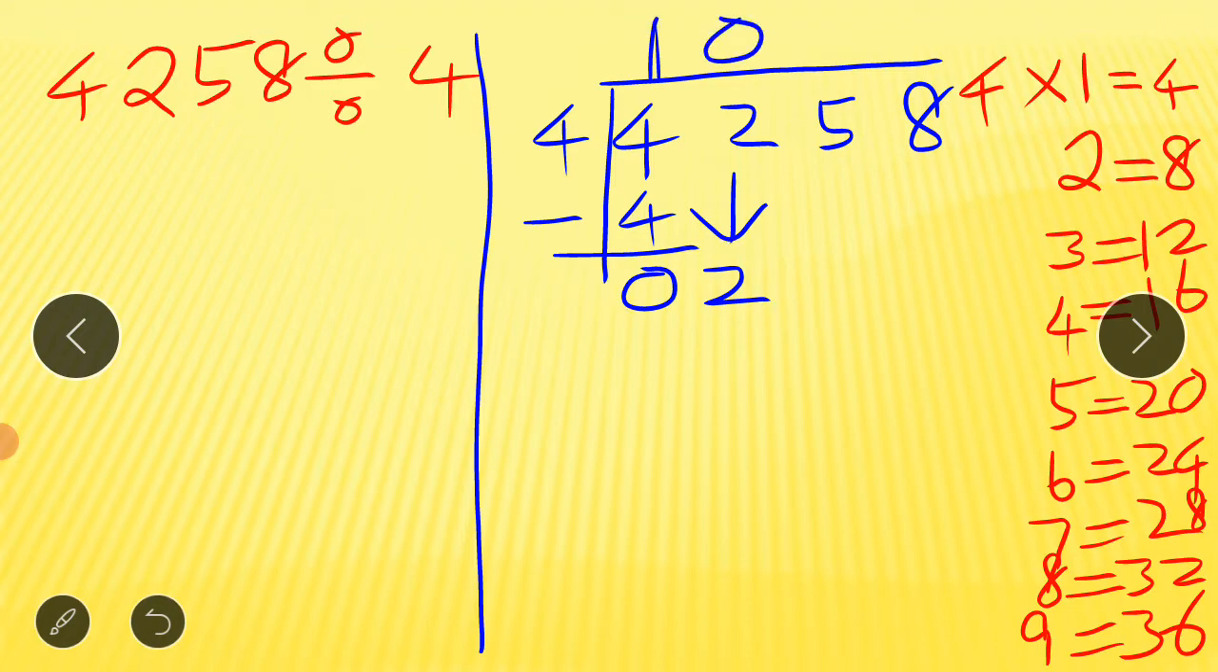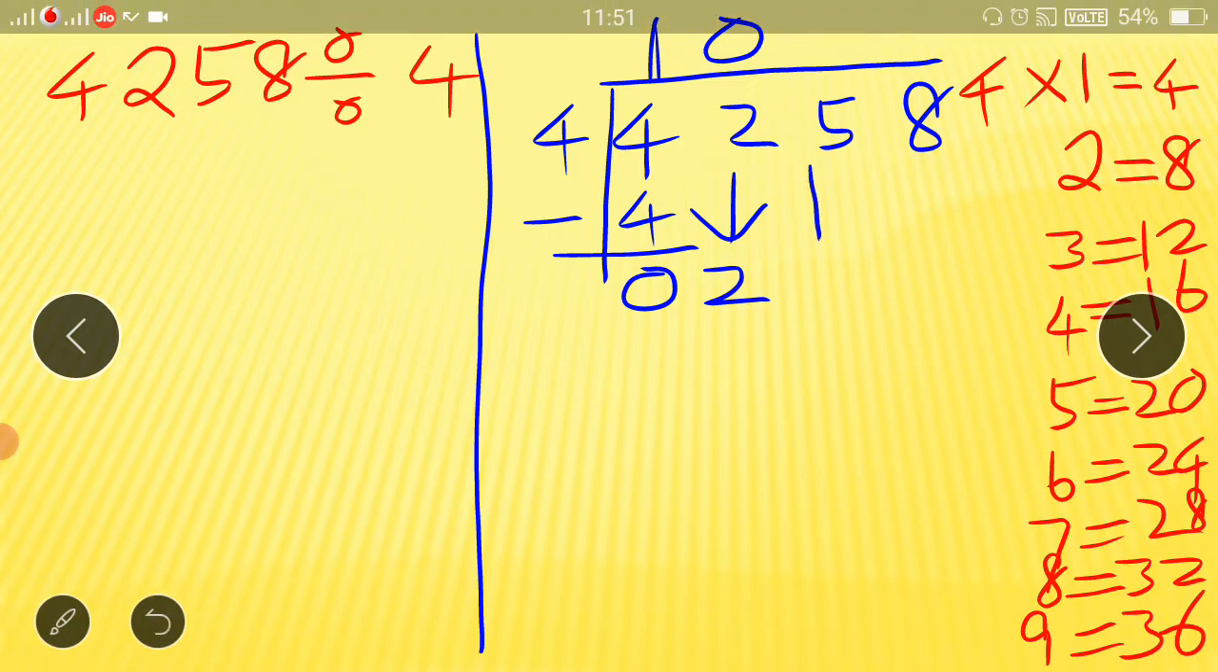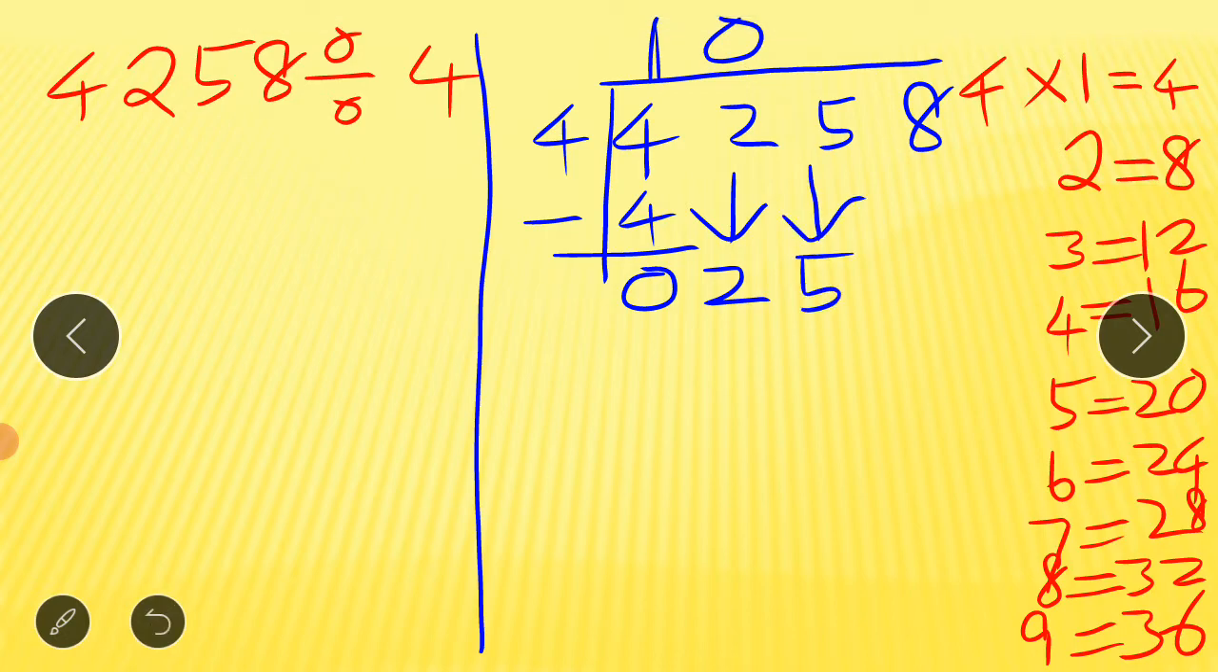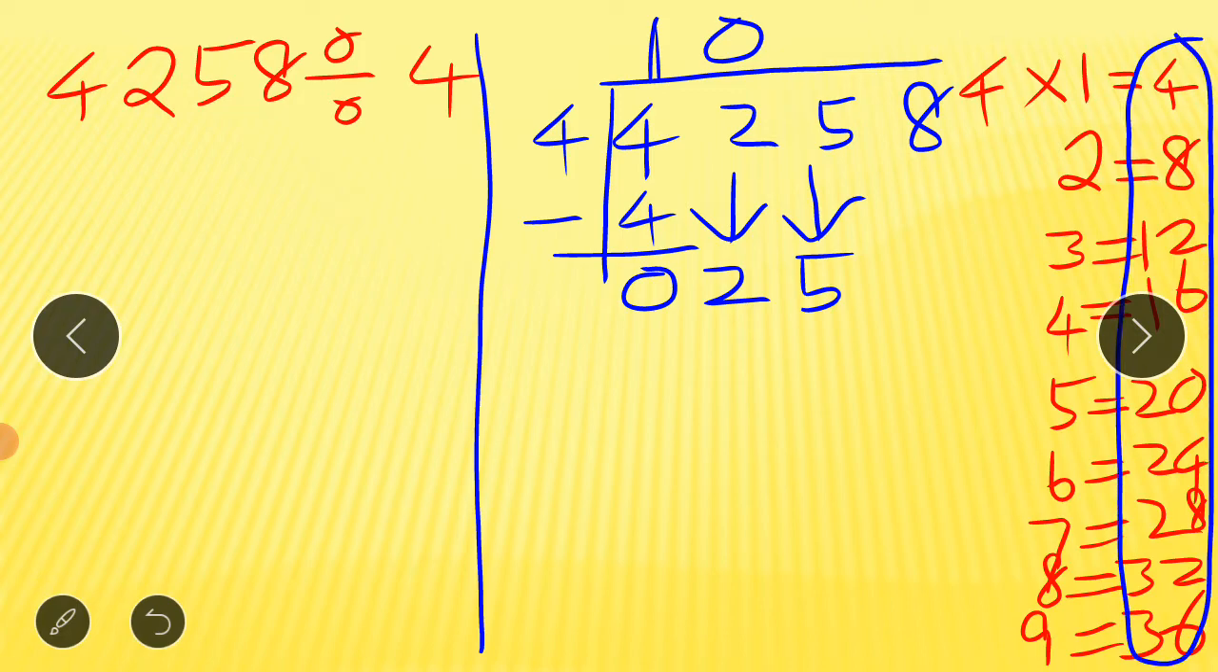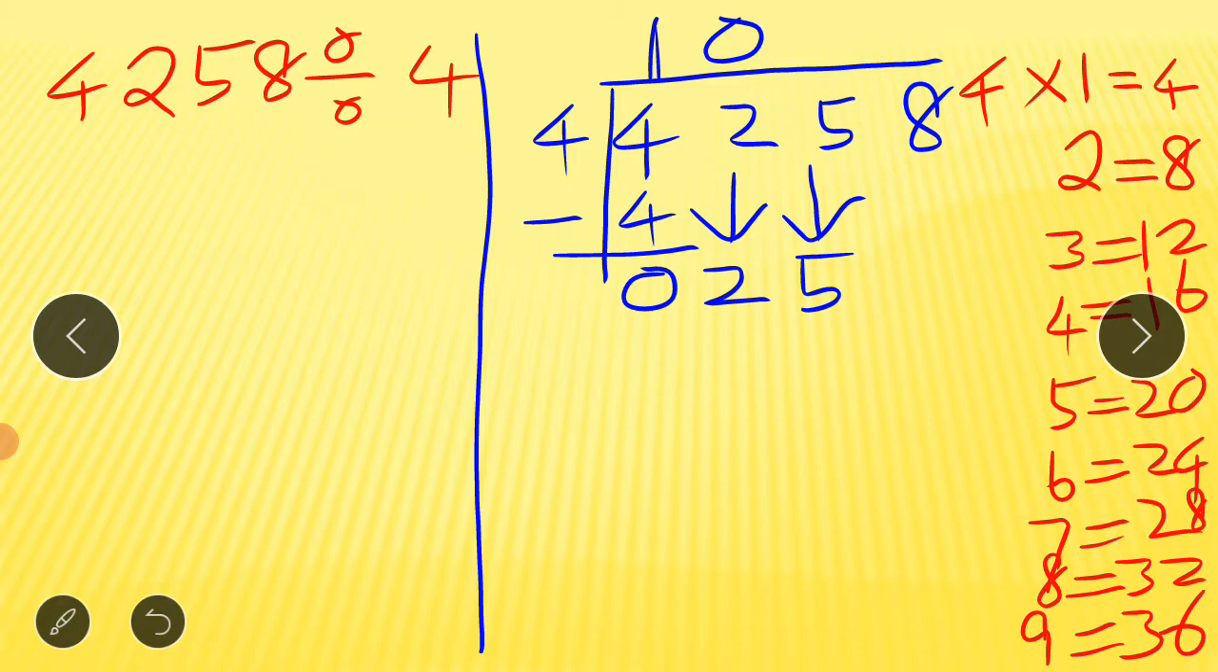As soon as you place 0 there, bring down the next digit beside the remainder. Now this is called a fresh number again, because whenever you bring down the digit, we get a fresh number, that is 0 2 5, which is 25. Now check once again in the product column. Is there 25? No, 25 is not there.